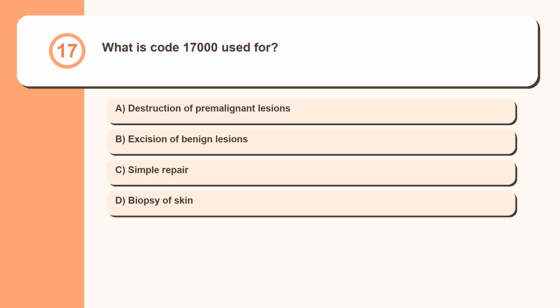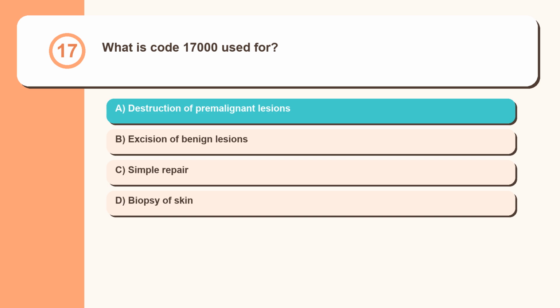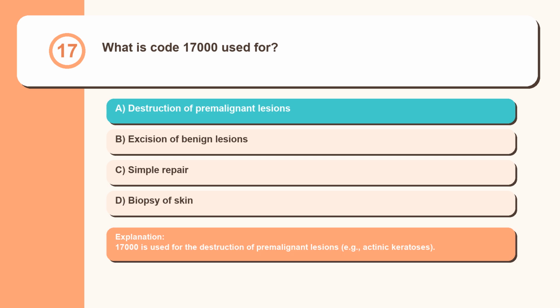Question 17. What is code 17000 used for? Destruction of premalignant lesions, excision of benign lesions, simple repair, biopsy of skin. 17000 is used for the destruction of premalignant lesions, for example actinic keratoses.